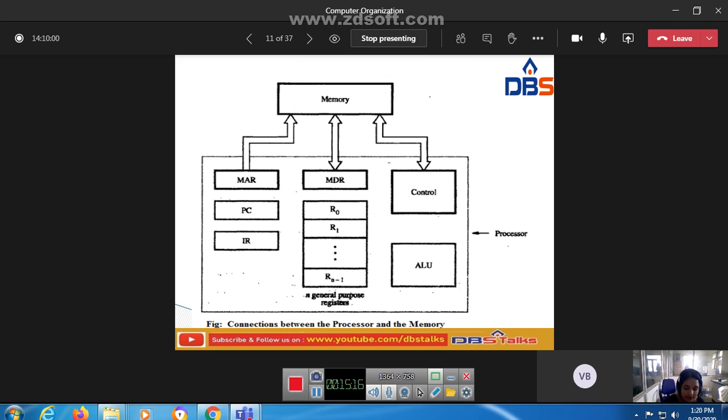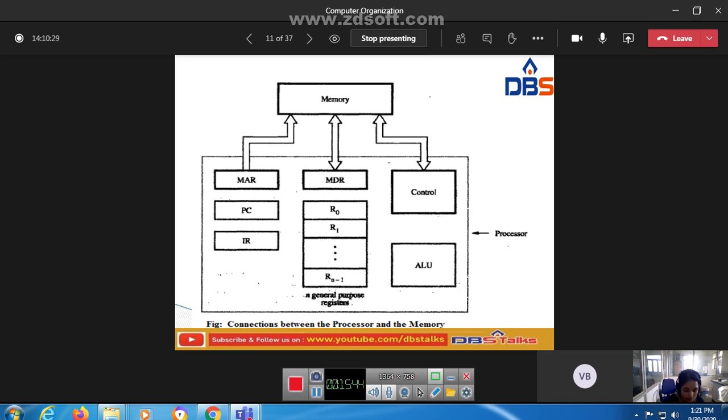If the result of this operation is to be stored in the memory, the result is sent to the MDR. The address of the location where the result is to be stored is sent to the MAR and a write cycle is initiated. Next, the content of PC is incremented so that the PC points to the next instruction to be executed. So these are the different operating steps we follow.